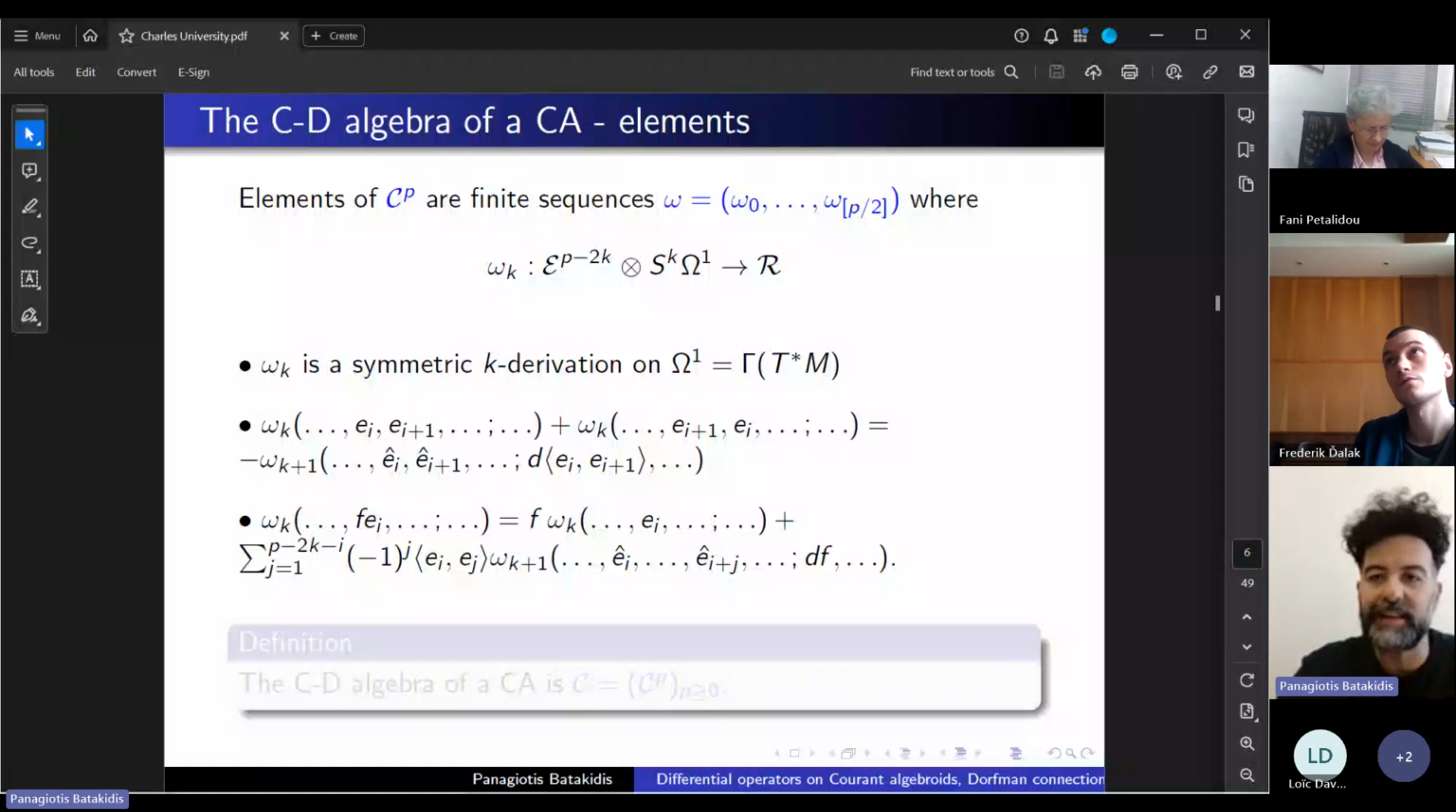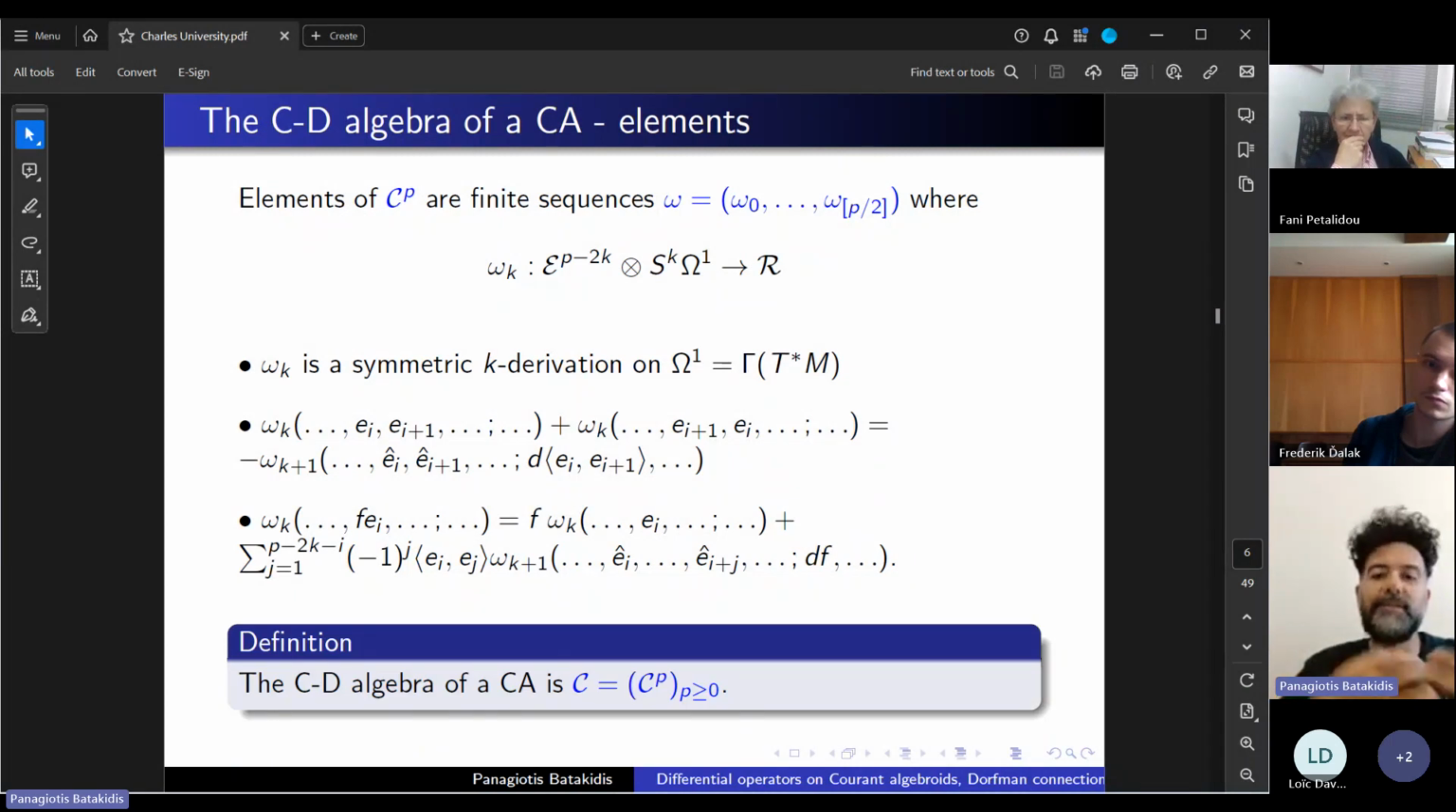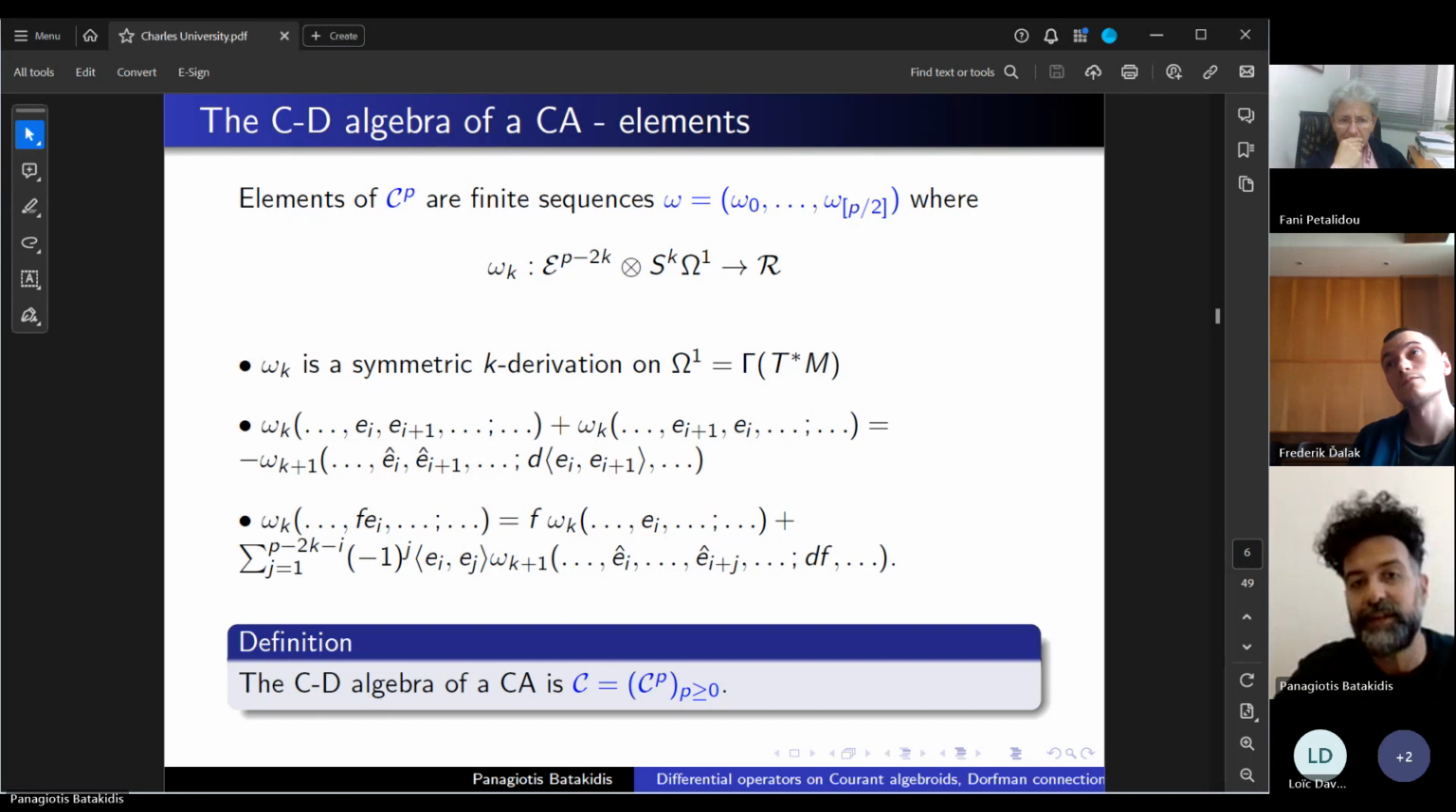And the formula tells you what kind of differential operator this is. It tells you the symbol of this operator. So the definition is that the Courant Dorfman algebra of the Courant algebroid is a collection of all these finite sequences, given that the terms in the finite sequence satisfy these three conditions.